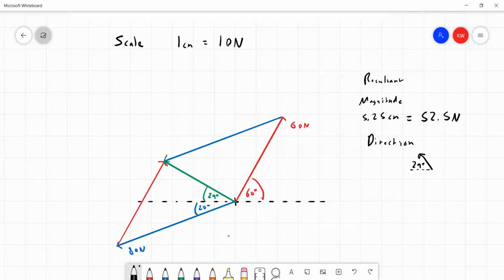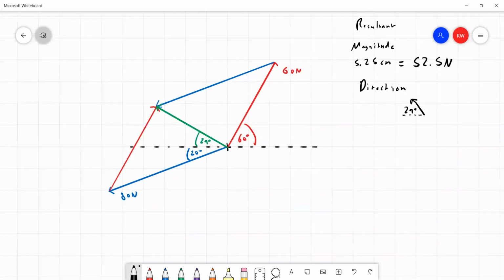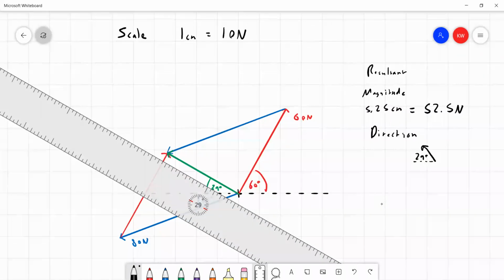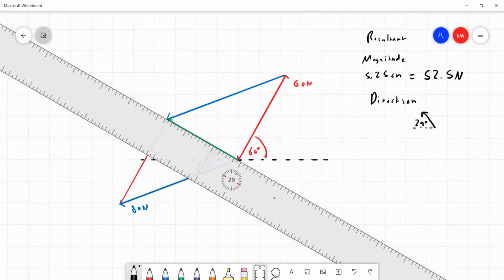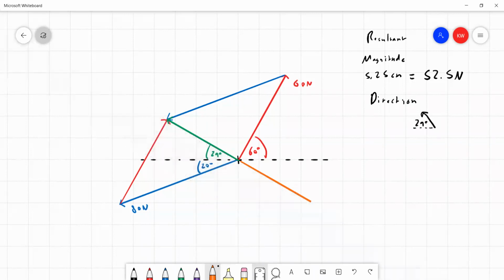The final part of the question again is to find the equilibriant, and exactly as before, the equilibriant is found by going back to our starting point and drawing a line in the exact opposite direction. So rather than up 29 pointing left, we're going down 29 pointing right, and we draw a line that's the same length, so 5.25 centimeters. 1, 2, 3, 4, 5, 5.25 centimeters there. And this is our equilibriant.